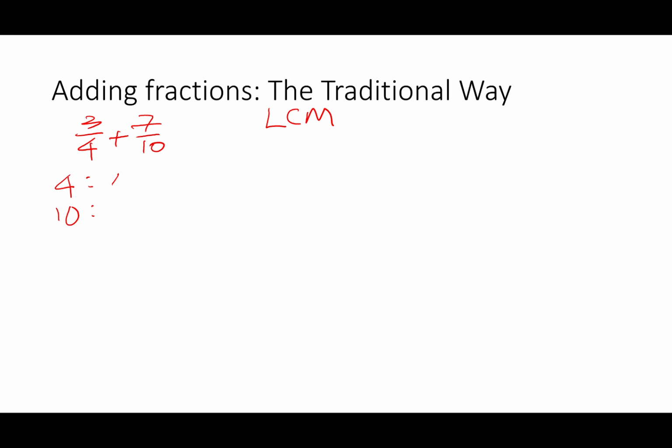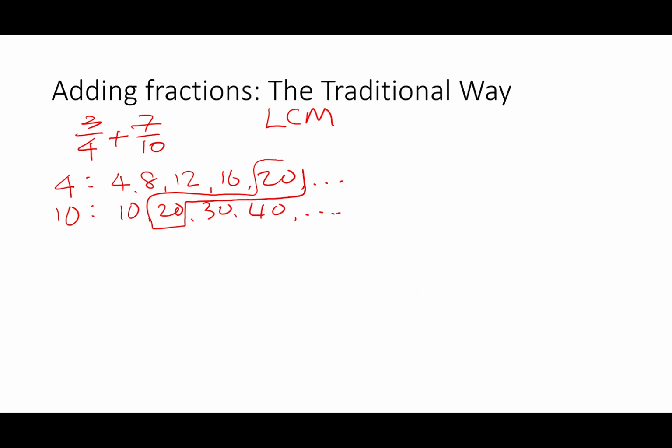So the multiples of 4 are 4, 8, 12, 16, 20, and so on. And the multiples of 10 are 10, 20, 30, 40, etc. And we notice that 20 appears on both lists. So 20 is the least common multiple of 4 and 10.